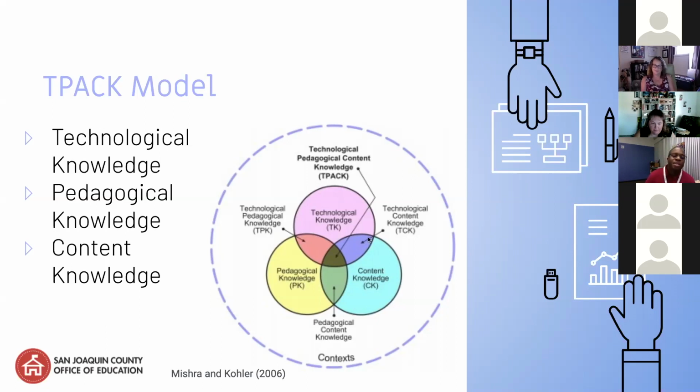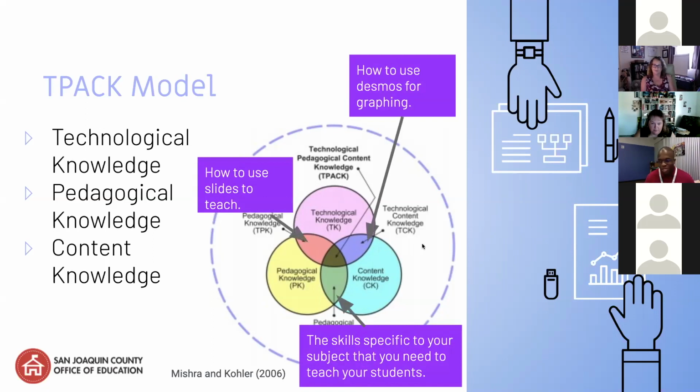Well, we also have some overlap between that. That's why we're using this Venn diagram. So between content and pedagogy, we have our pedagogical content knowledge. So when you took credentialing, that might have been your methods class.